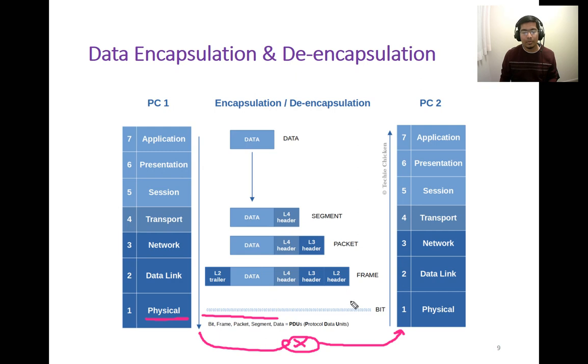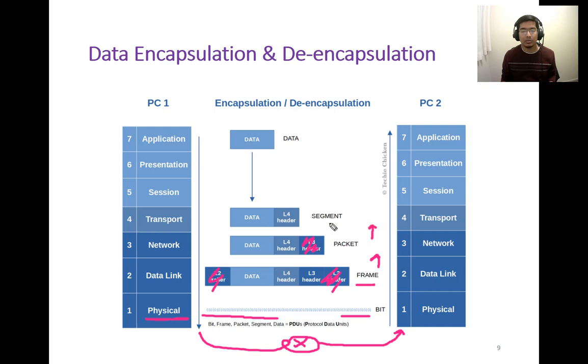Now, what happens at the receiver end? When the receiver receives this bit stream, it will convert it to the frame again, just like the sender, but the opposite way. The data link layer will read this frame and read this header. Then it will remove this header if it is correct and pass it to the network layer. In the network layer, it will read its header, like the IP address. If it is fine, the IP address is the same as mentioned in the data. That means he is the owner of this data. So it will check and pass this to the upper layer.